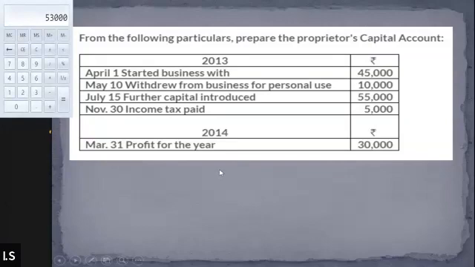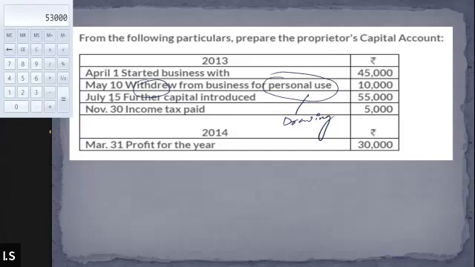All right, guys. So I want you to try this question. Let me explain this a little. See, this question is the same as the previous questions. It says that we have started a business with 45,000 rupees on 1st of April. Then on 10th of April, the proprietor withdrew 10,000 for personal use. Whenever an amount is withdrawn for personal purpose, that is considered as a drawing.